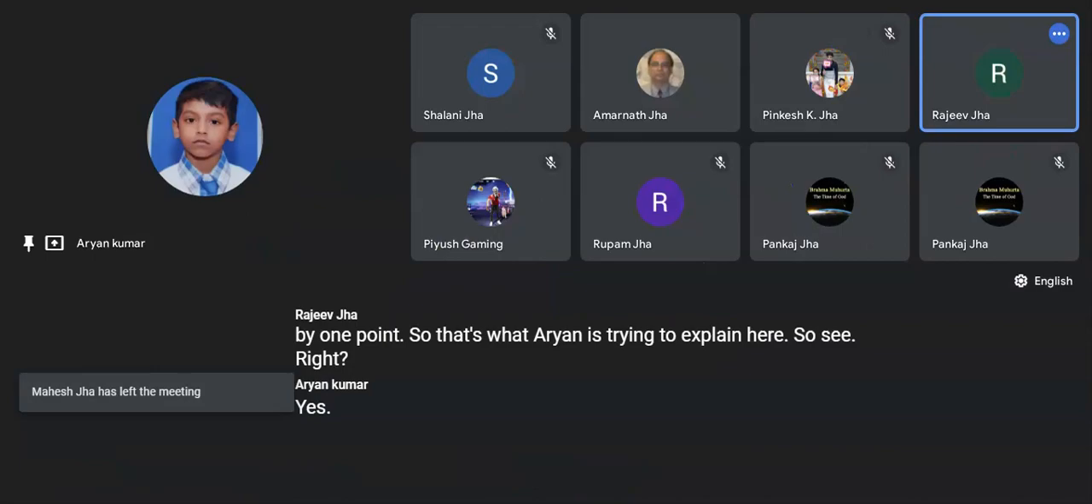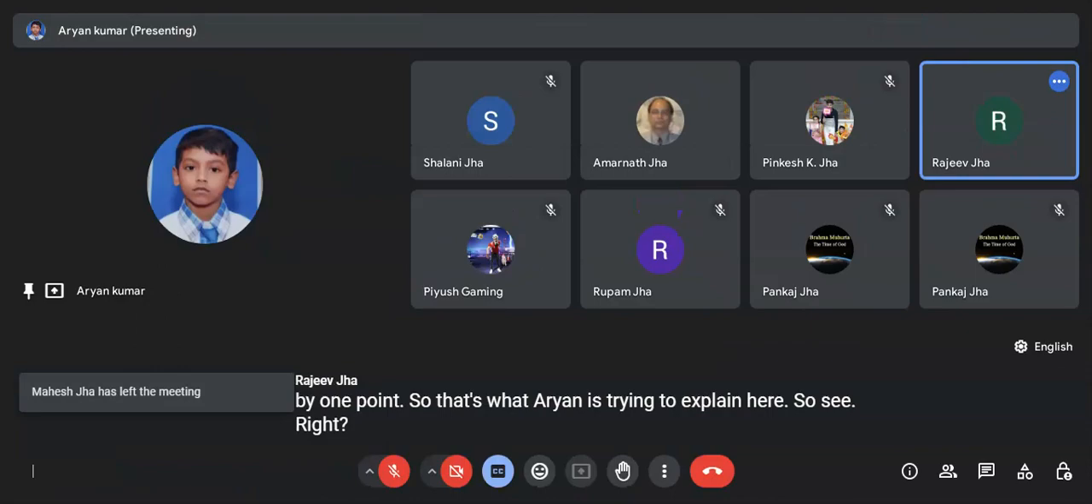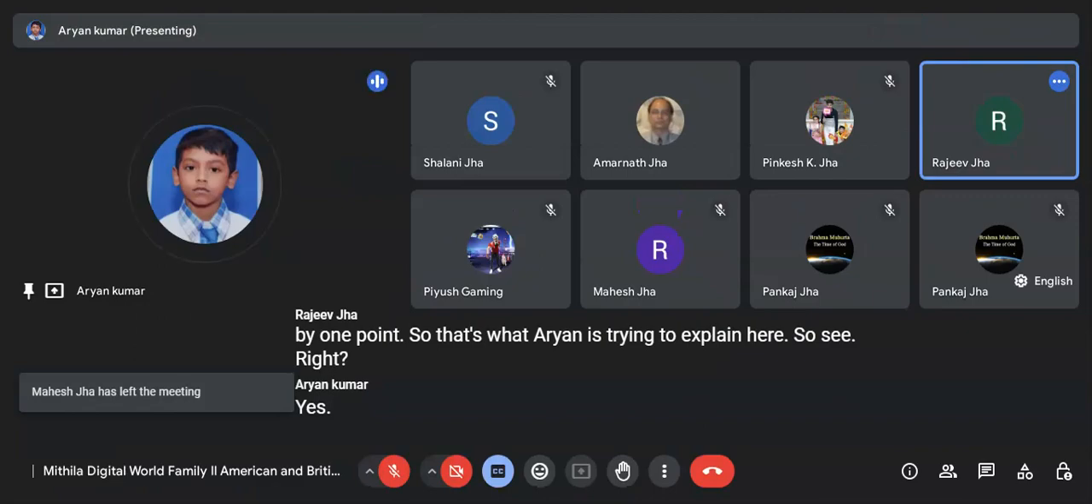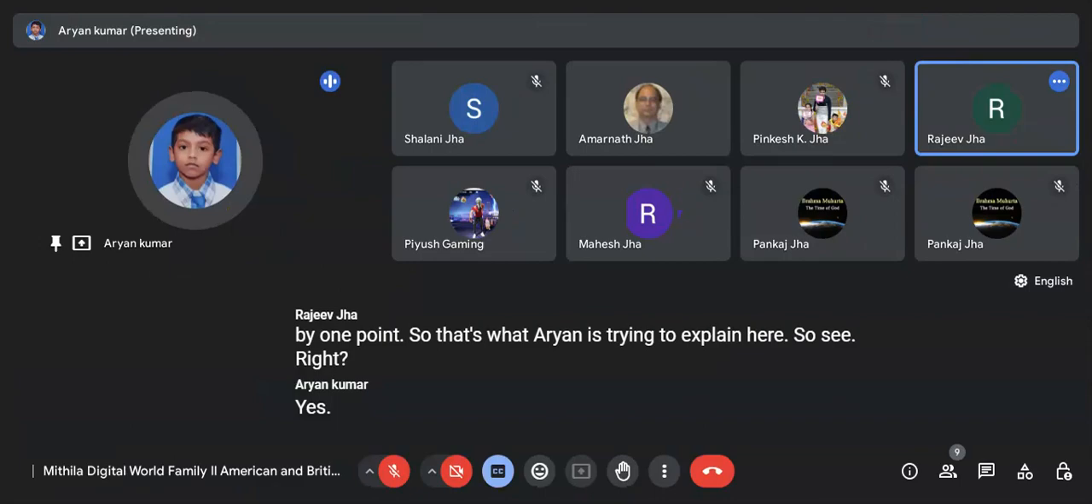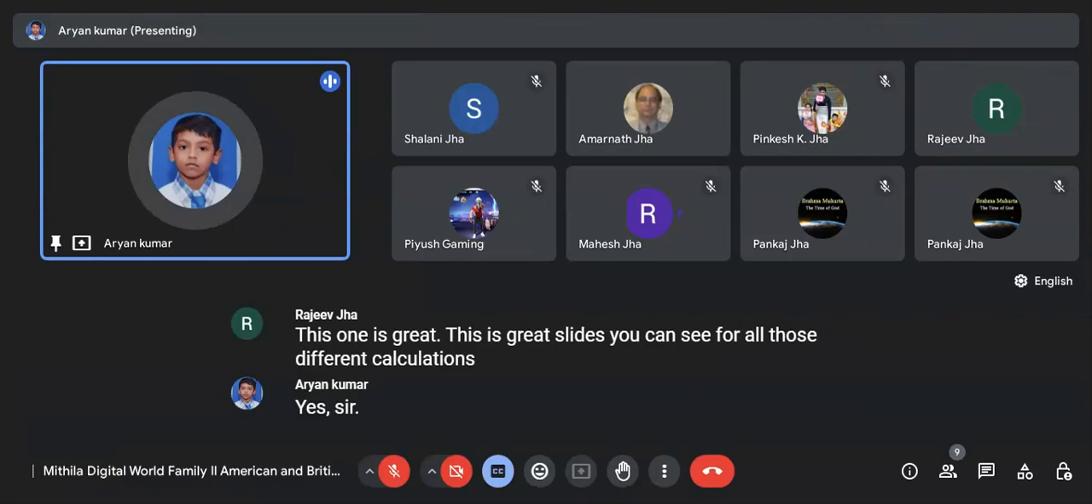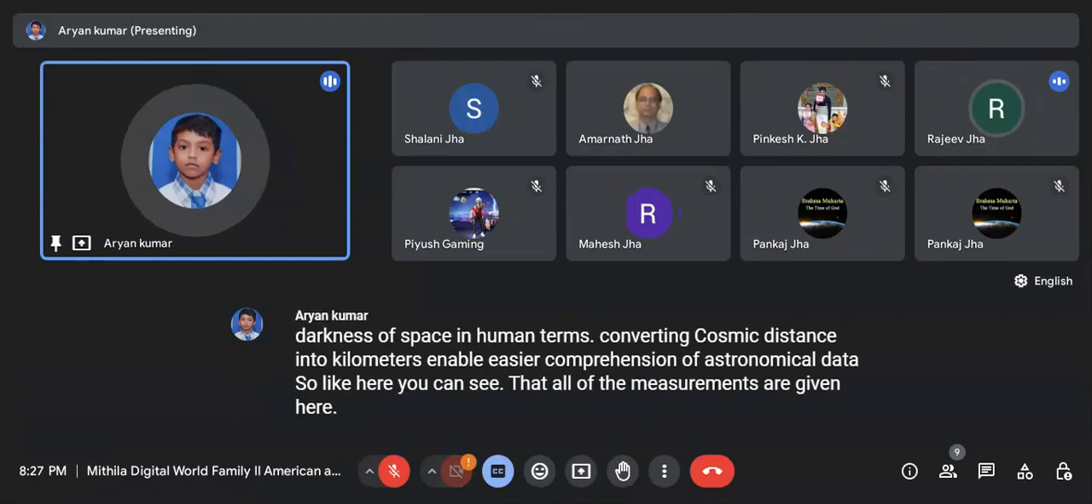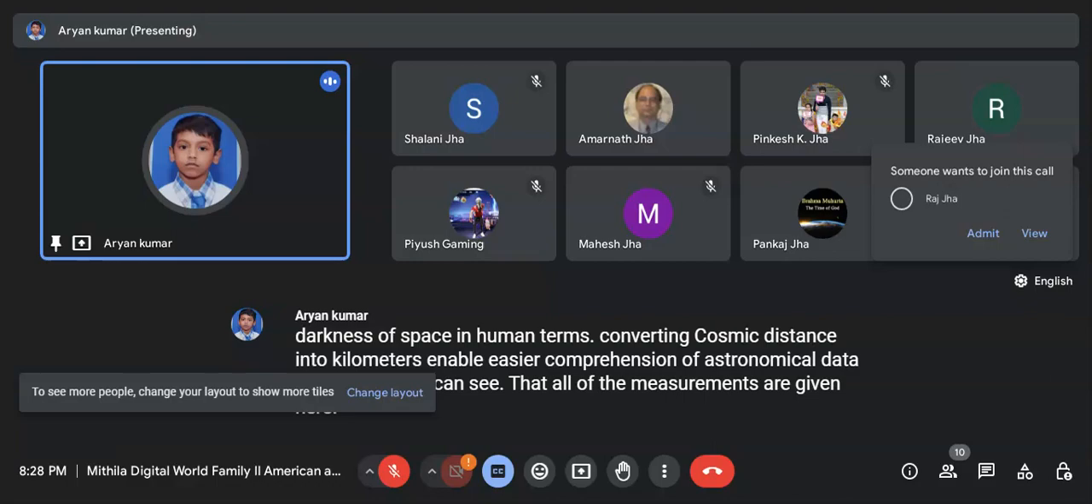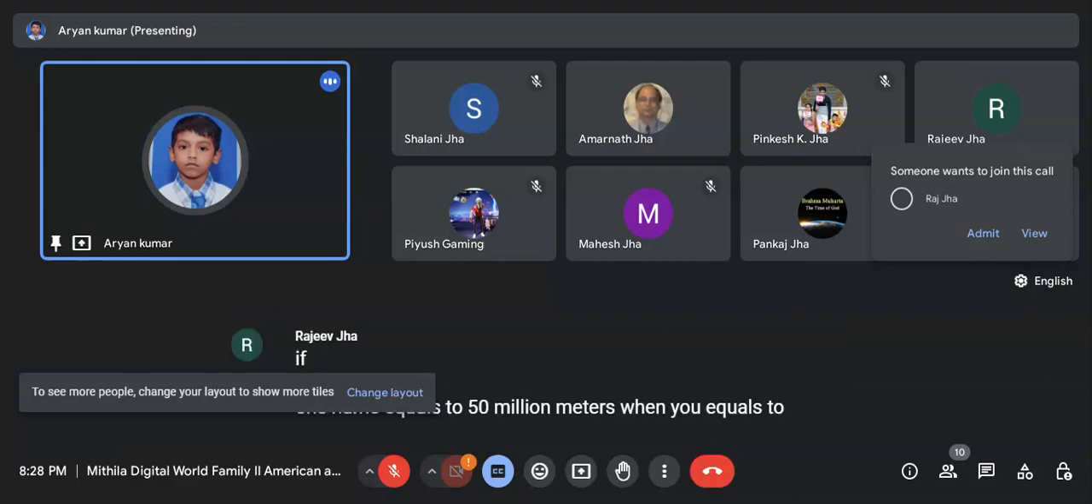We are still using kilometers to convert to astronomical units, light years and parsecs into other relatable measurements. While kilometers are small on the cosmic scale, they help in grasping the vastness of space in human terms. Converting cosmic distance into kilometers enables easier comprehension of astronomical data. Here you can see all of the measurements given, like 1 AU equals about 150 million kilometers, and also light seconds, minutes, and parsecs. Does anybody have a question till now?